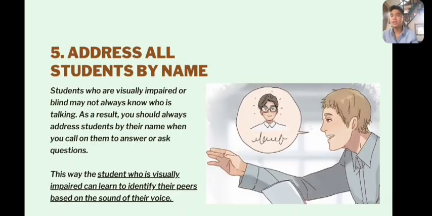Number five, address all students by name. Students who are visually impaired or blind may not always know who is talking. As a result, you should always address students by their name when you call them to answer a question or you want to clarify something. This way, the student who is visually impaired can learn to identify their peers based on the sound of their voice. So they are solely relying on their hearing.